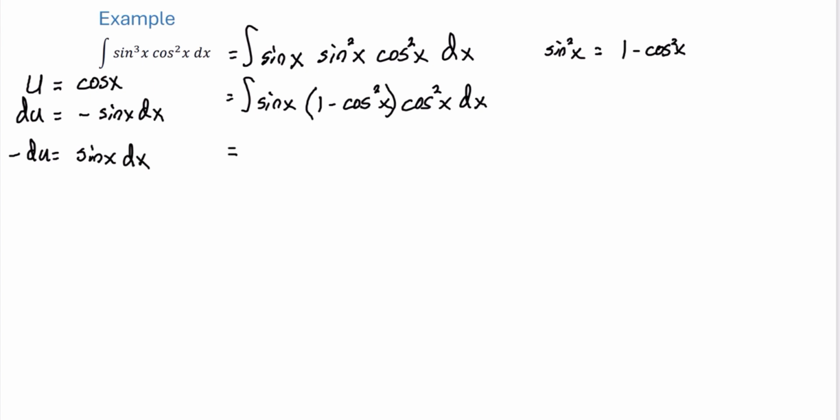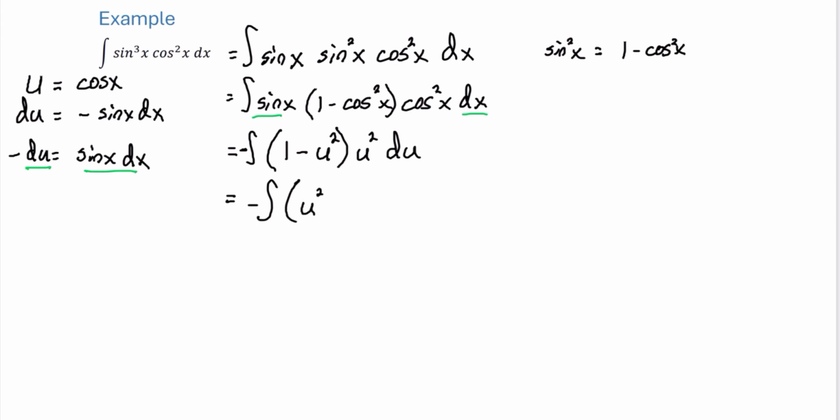Now going back to the integral, we have the integral of 1 minus cosine squared, which we are now calling u squared, times cosine squared, that is u squared, and then the sine x dx is here. We're calling it negative du. So we'll have du on the right, and let's pull the negative out front since it's just a constant. From here, we can do a little bit of algebra. Let's distribute that u squared. We have u squared minus u to the 4th du.